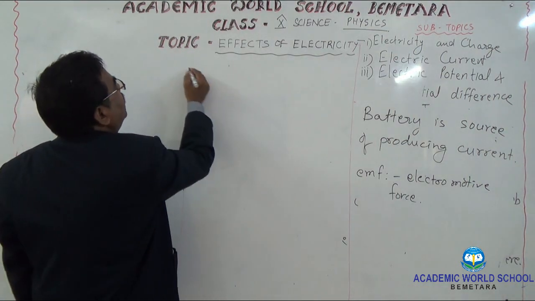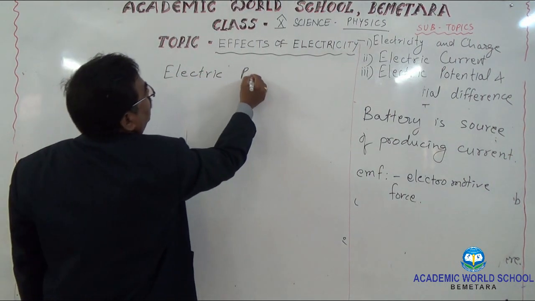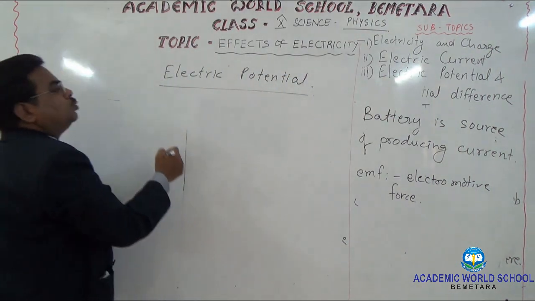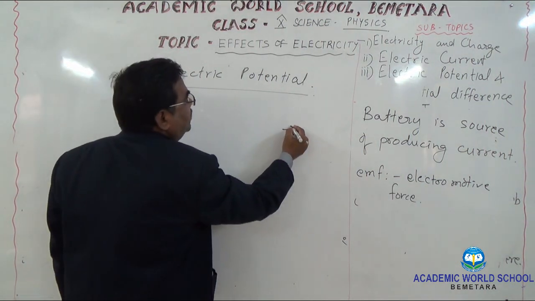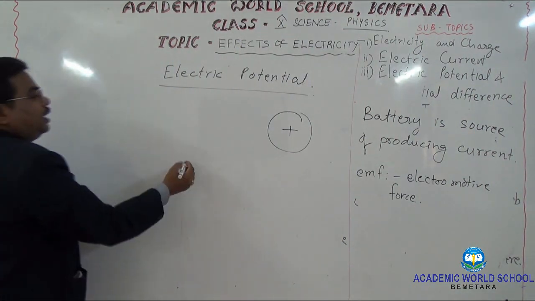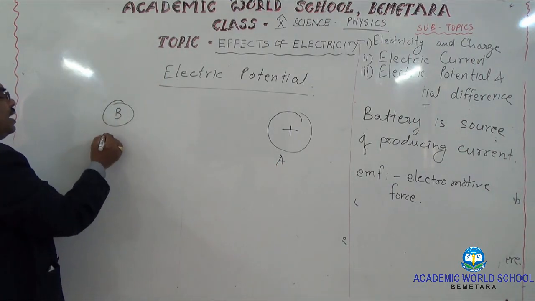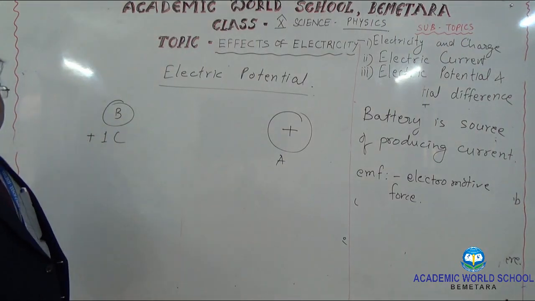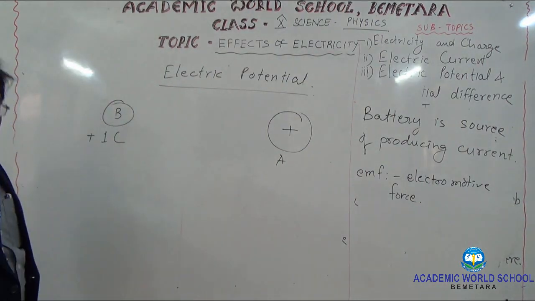So let us understand electric potential. As I told you, two charges always repel if they have the same sign. Let us consider that there are two charges, A and B. B is a positive charge of 1 coulomb. Now, because they have similar charges, they will repel each other.